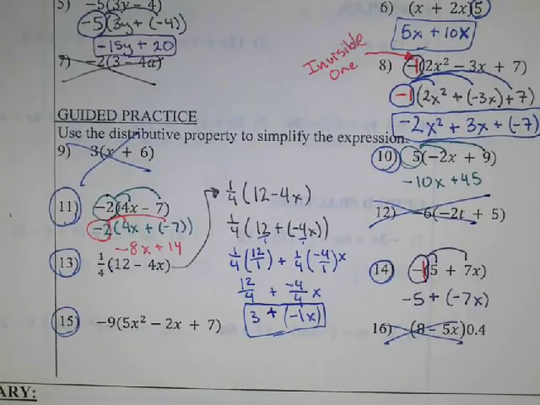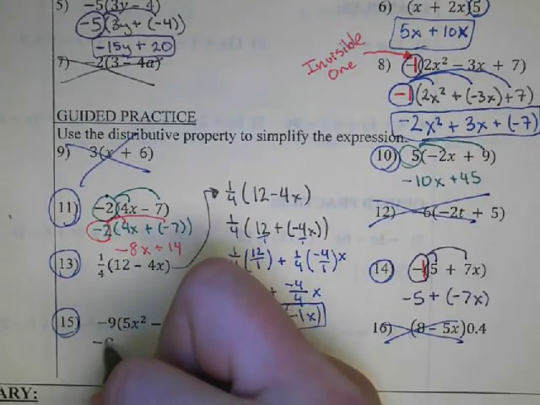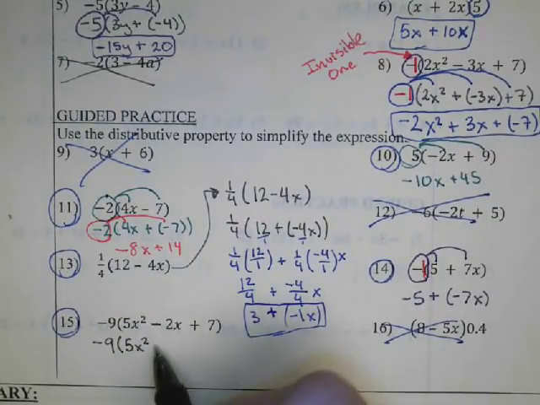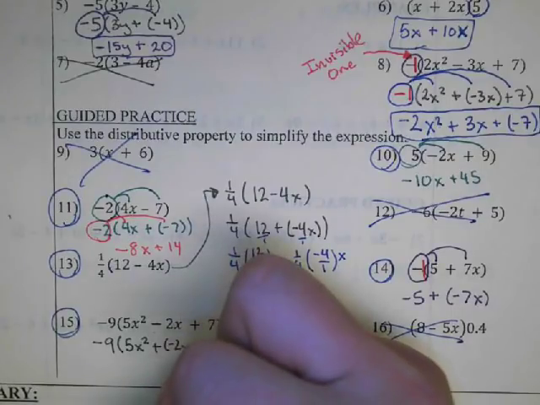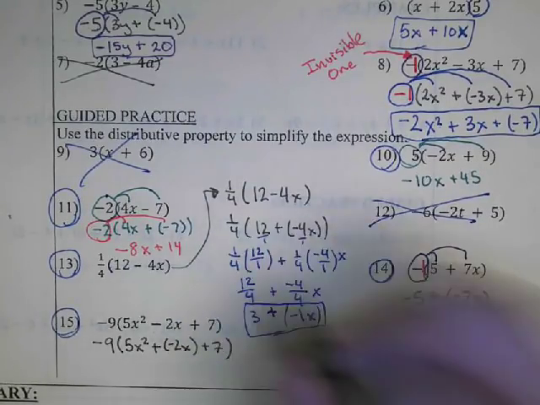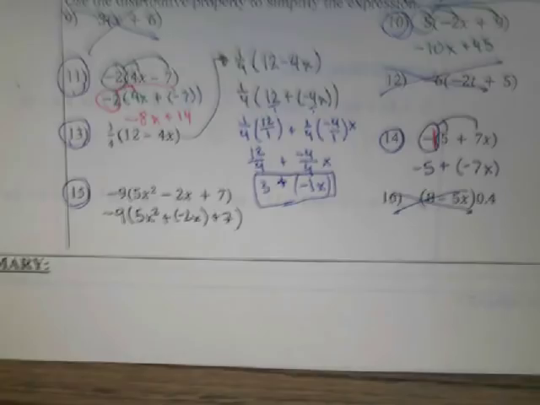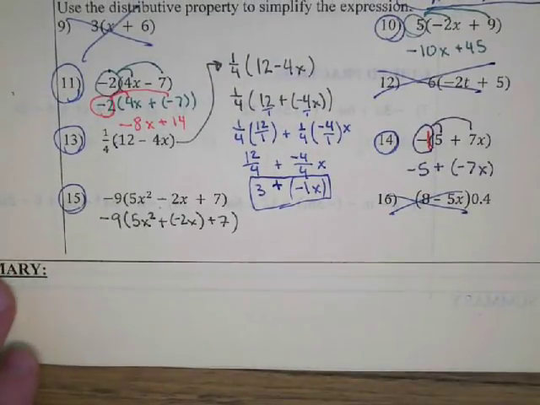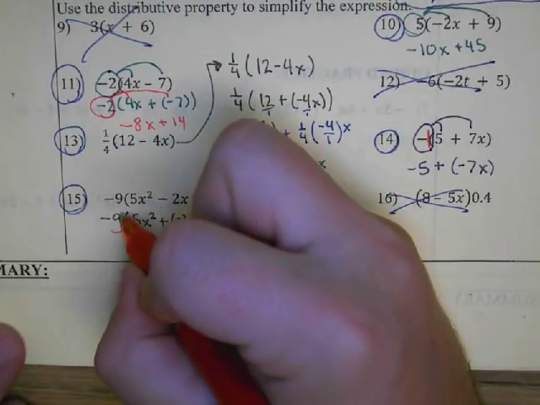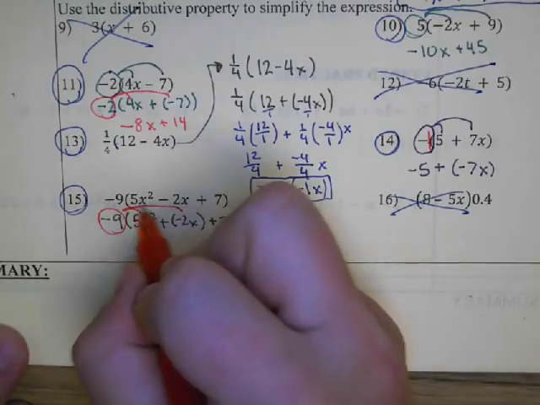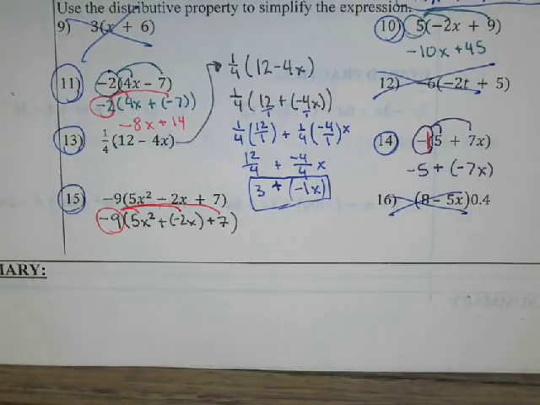So the first thing we'll want to do is change any subtraction to addition using our keep, change. So let's do that. I have negative 9 parentheses 5x squared. So here's my keep, change, and then bring down the plus 7. Now we're ready to distribute our negative 9. So I'm distributing negative 9 3 times. 1, 2, 3. Now let's do it.